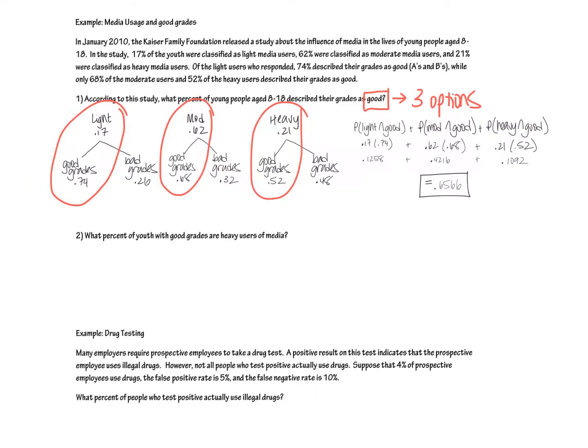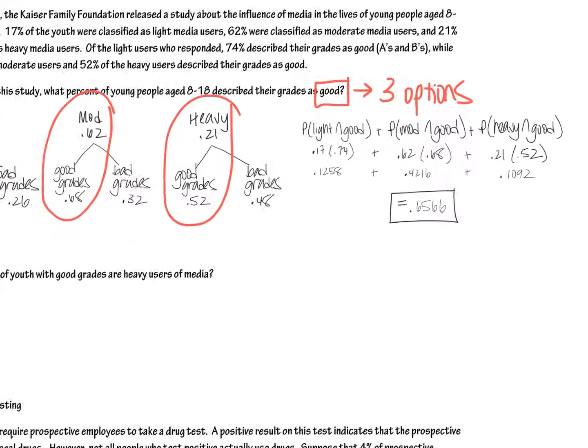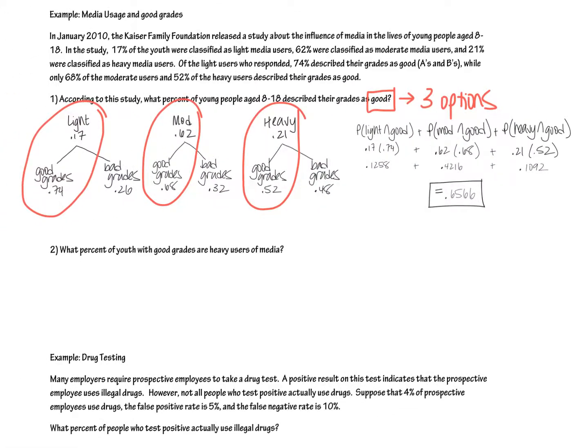So here's my final calculation. I'll zoom in a little bit so you can see, but before I do that, make sure you understand where these numbers are coming from. Probability that the person is a light user is 0.17. Probability they have good grades for that category is 0.74. So that's what I'm doing here. Multiply them together. Same thing for this category, same thing for this category, giving us a grand total of 0.6566. So about 66% of people on this entire tree describe their grade as good.